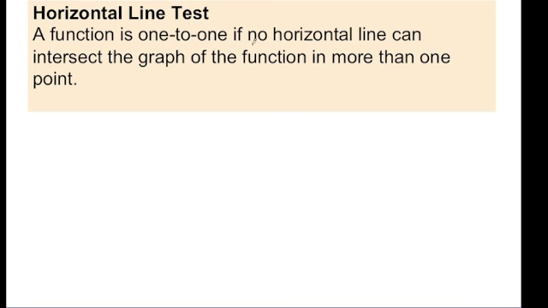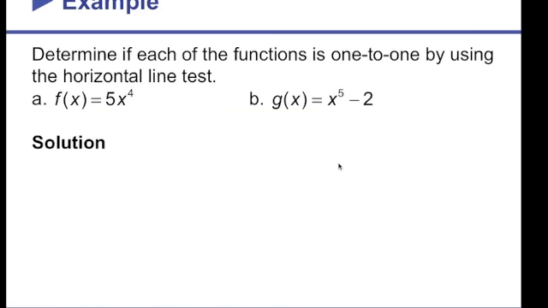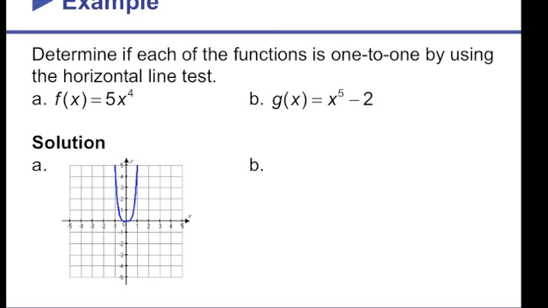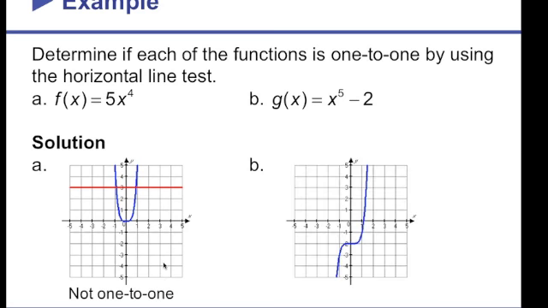For a test to be one-to-one, no horizontal line can intersect the graph of the function at more than one point. We already know the vertical line test makes it a function. Now we also have a horizontal line test. Determine if each of these is one-to-one by using the horizontal line test. We have the same 2 functions we just dealt with, and here they are graphed. So 5 times x to the 4th, you can see here's the graph. It does not pass the horizontal line test. It is not one-to-one, as we already knew.